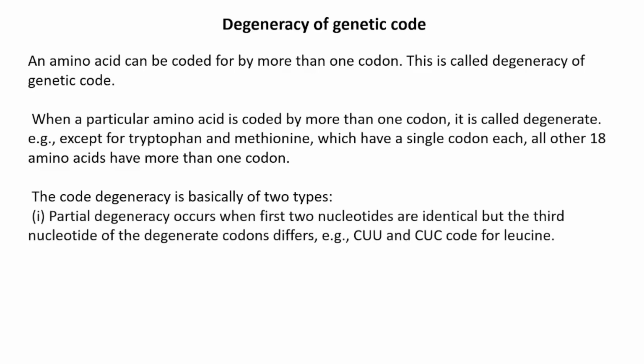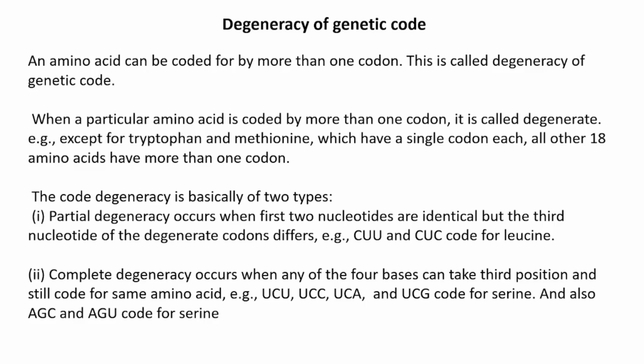Partial degeneracy occurs when the first two nucleotides are identical, but the third nucleotide of the degenerate codons differ. For example, CUU and CUC both code for leucine and they differ only in the third base here.